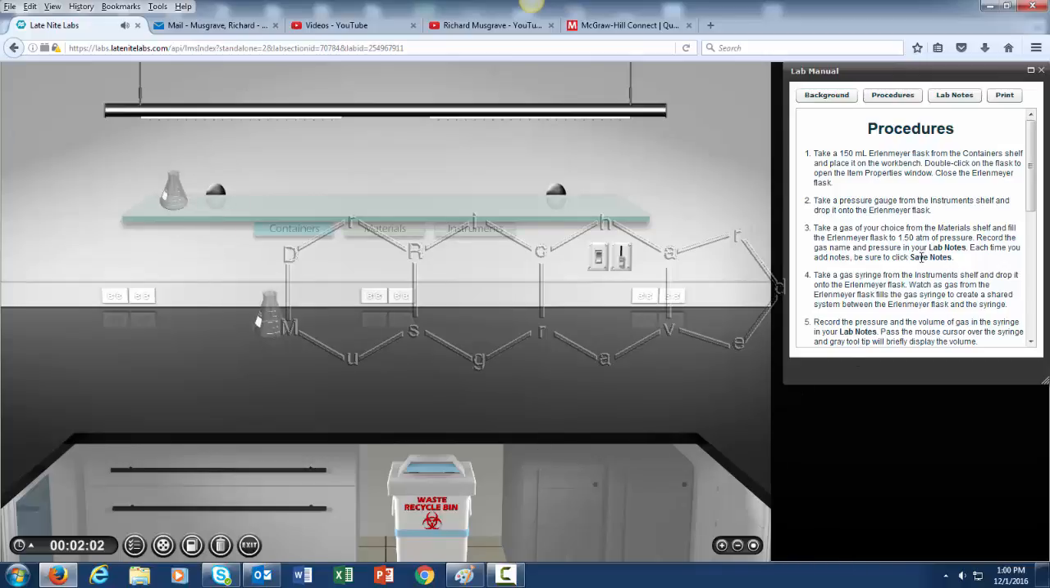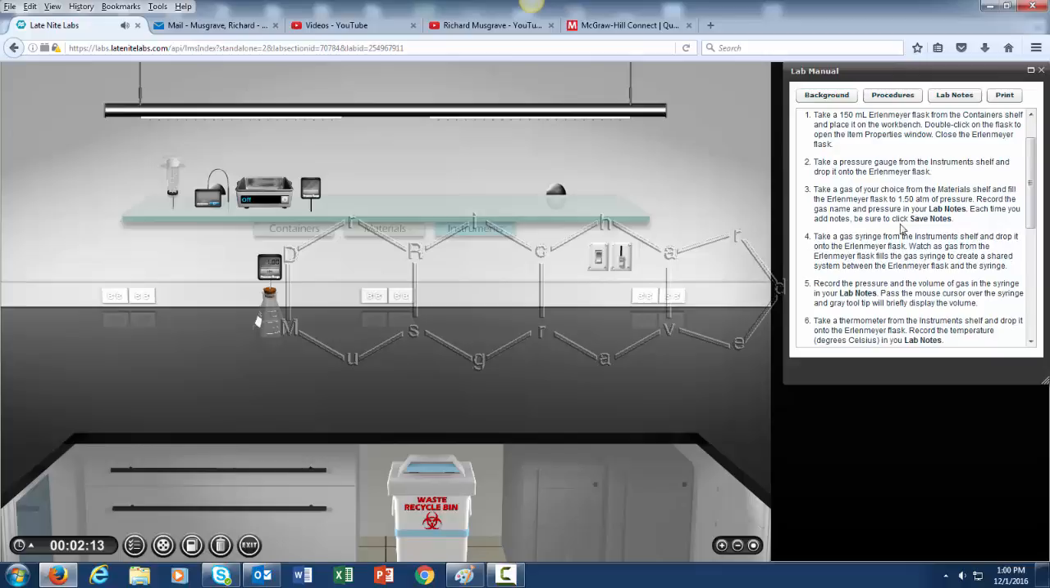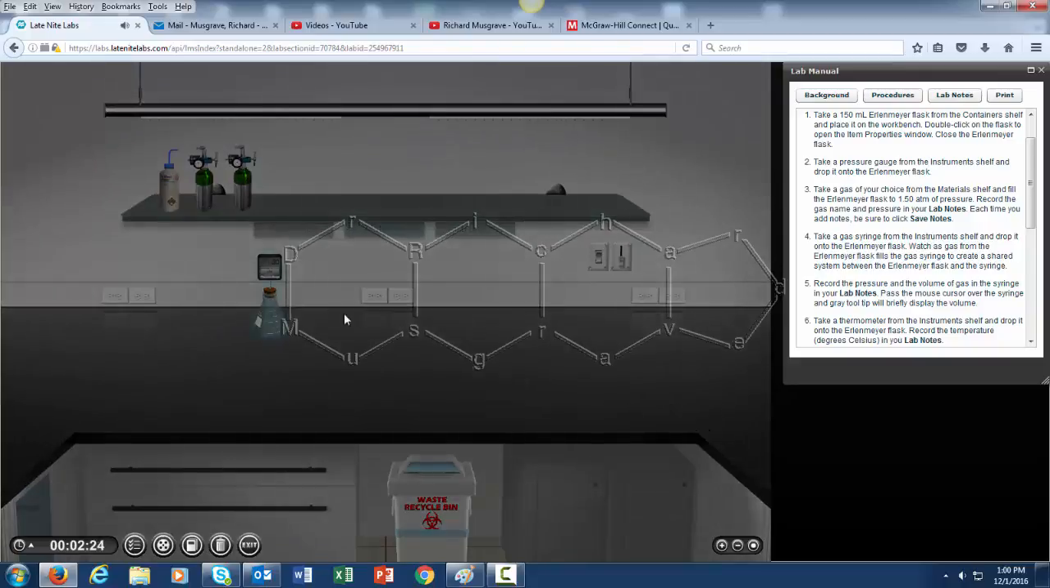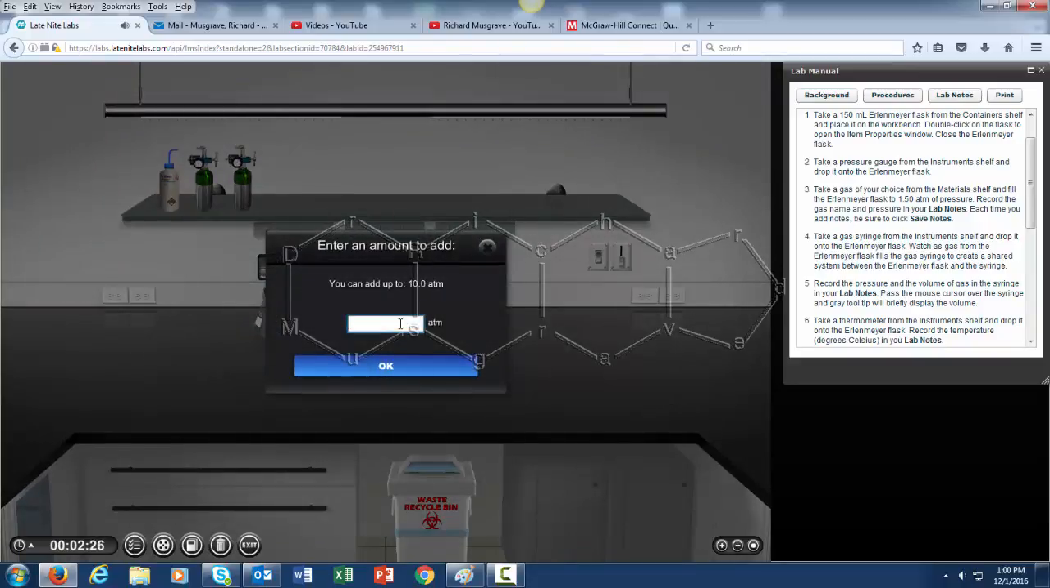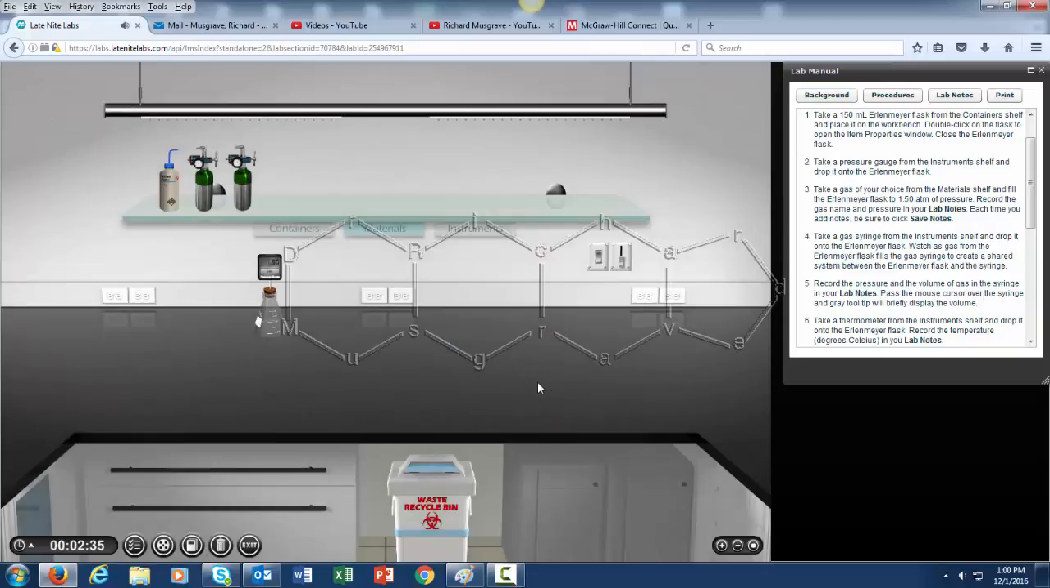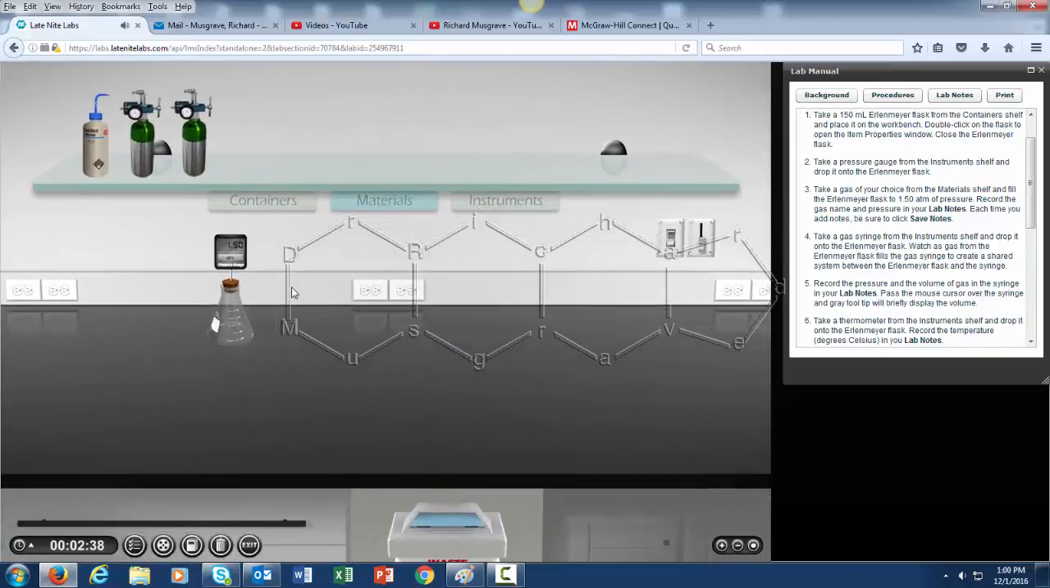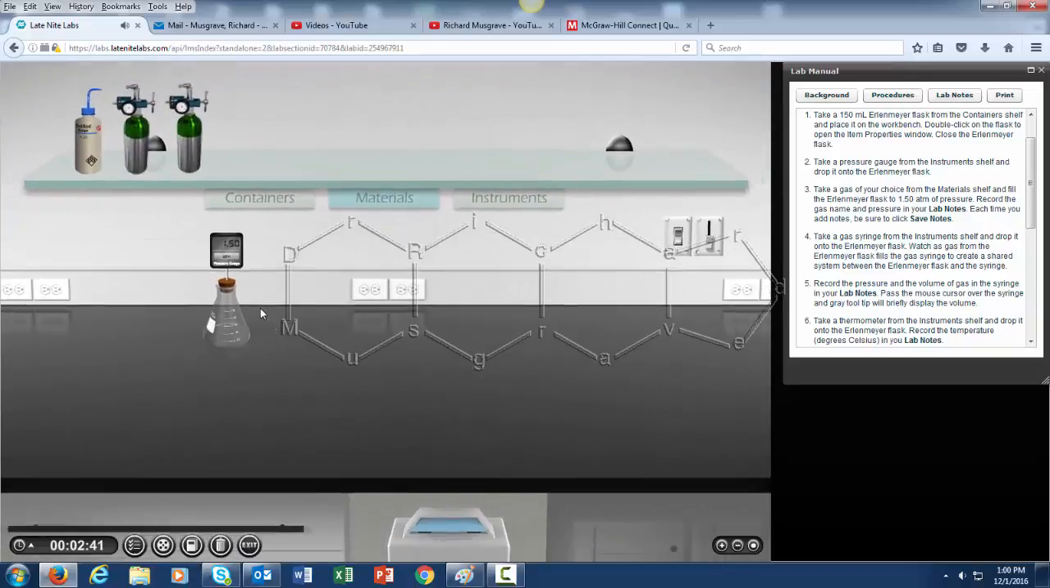And then what we can do is take a pressure gauge from the instrument shelf, stick that in, and then we fill it with some kind of gas up to 1.50 atmospheres of pressure. So I'm just going to take a material here. Let's see. We'll do methane, and we'll stick it in. And it says we need to add up to 10.0 atmospheres. We're going to put 1.50 because that's what it says to do in the lab, and hit OK. And you'll notice that the pressure gauge, if you zoom in on it, says 1.50 atmospheres. So that's good.